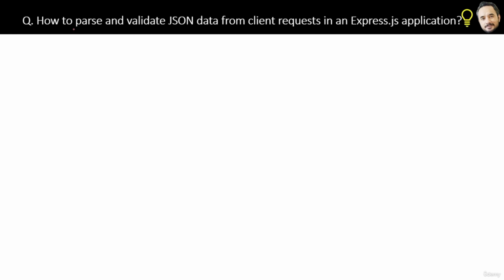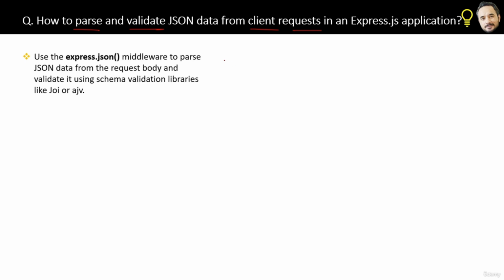How to parse and validate JSON data from a client request in an Express application? In short, the question is how to parse the JSON, and you can use the express.json middleware to parse the JSON data from the request body and validate it using validation libraries like Joi or AJV.